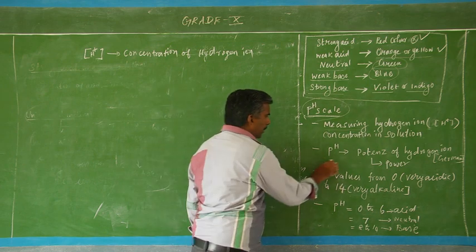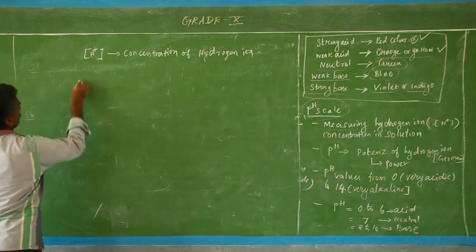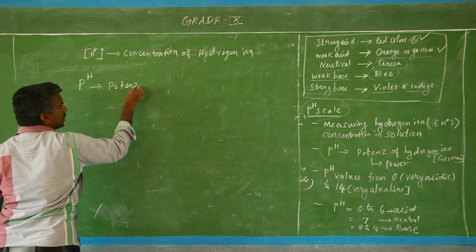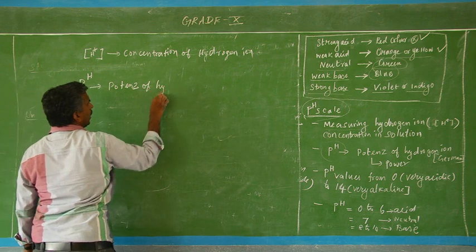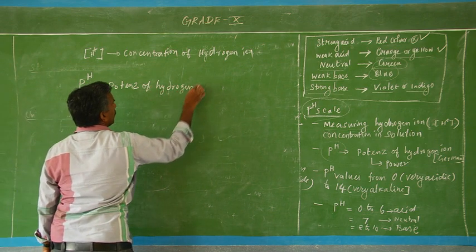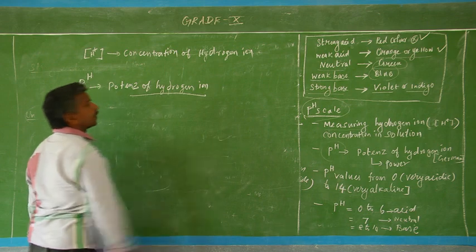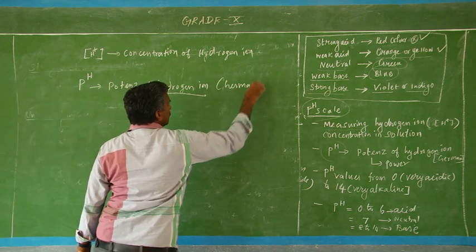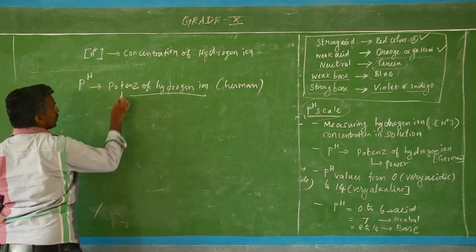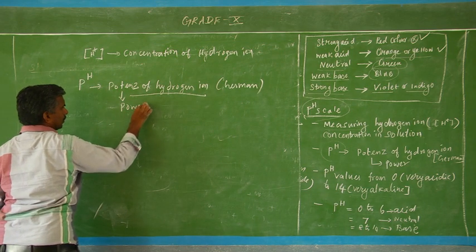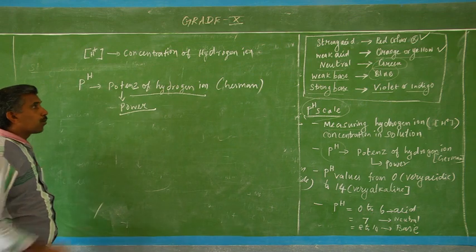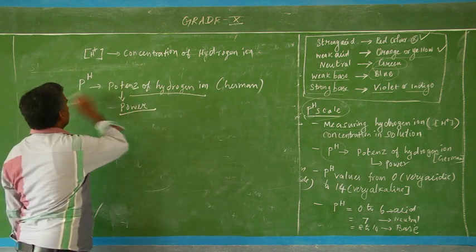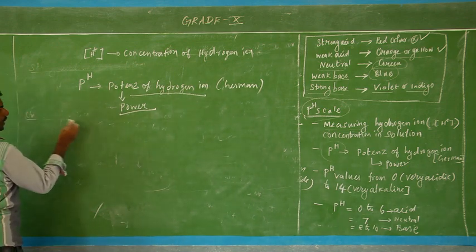Now pH. pH is the potence of hydrogen ion. This is a German word. Potence means power. Power of hydrogen ion. How much power? That is the power of hydrogen ion. That is the pH.